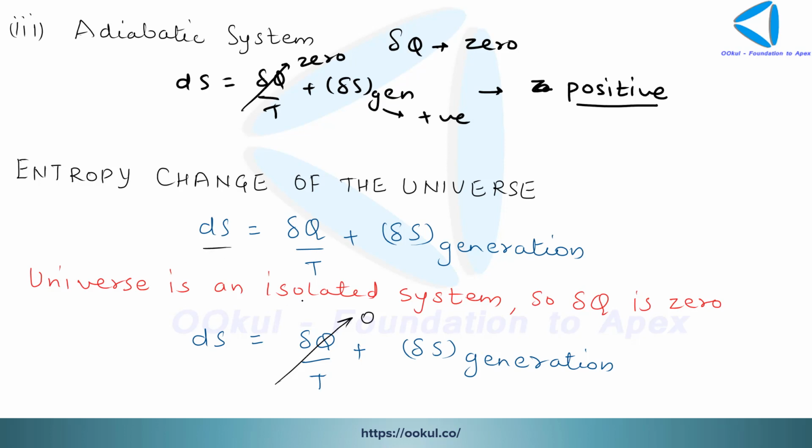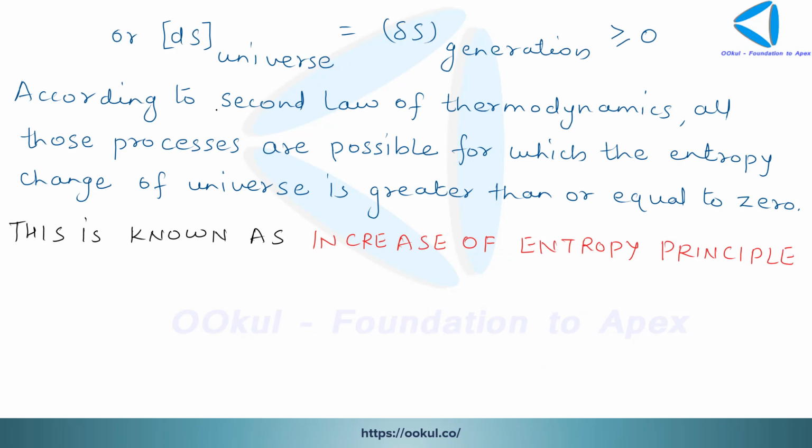Okay, and we know that the universe is an isolated system. For an isolated system, we always consider that the heat transfer is 0. So if this is 0, ds becomes equal to entropy generation, or the ds of the universe is equal to entropy generation, which is greater than or equal to 0.